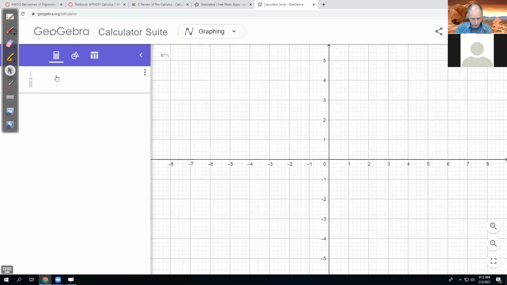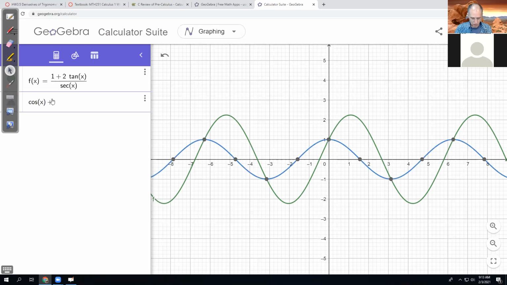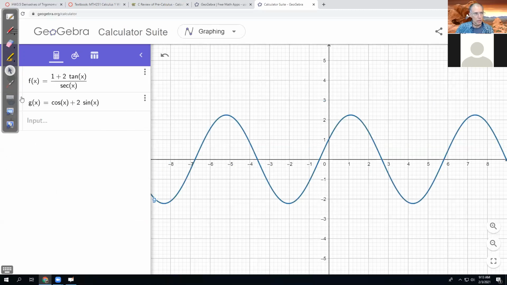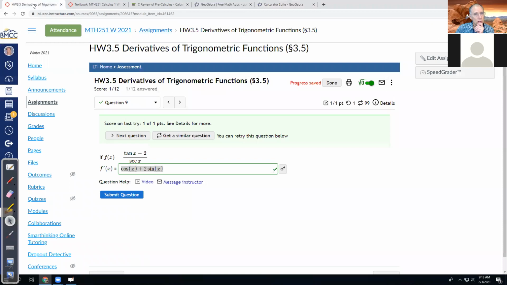For example, first I would graph my first answer, 1 plus 2 tangent minus the 2 divided by secant. So there's that one. And hey, that looks kind of like a sine wave or a cosine wave. And then we compare that to the other version we had, which was the cosine of x plus 2 sines. And I can see that they sit right on top of each other. See it changing from green to blue there. All right, cool. Number 10, moving along.